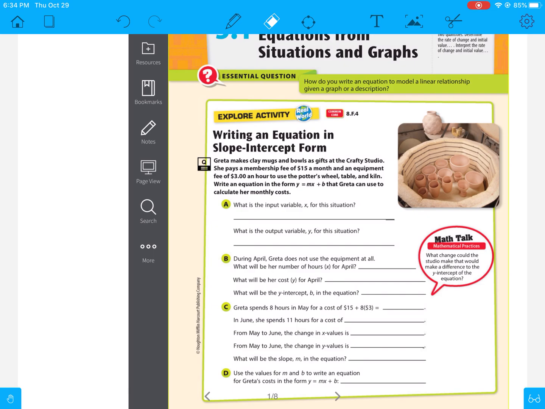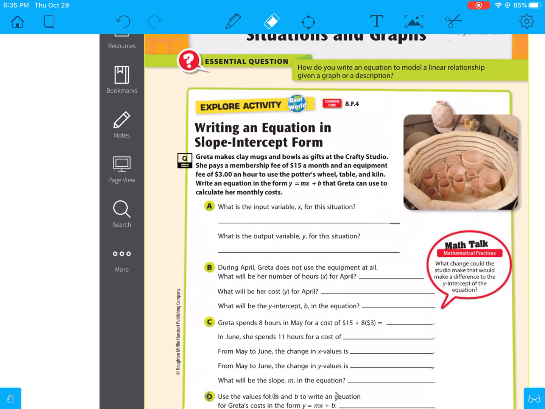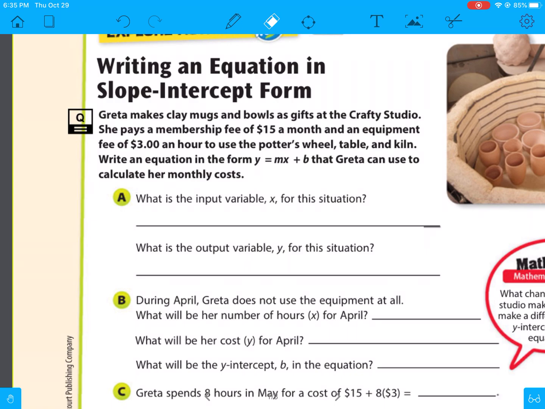So, Greta makes clay mugs and bowls as gifts at the Crafty Studio. She pays a membership fee of $15 a month and an equipment fee of $3 per hour to use the potter's wheel, table, and kiln. Write an equation in the form y equals mx plus b that Greta can use to calculate her monthly cost. Now, if you remember before, the m is your slope and the b is your y-intercept or initial value.